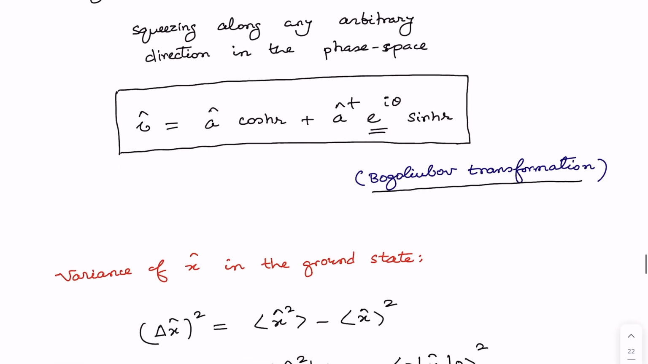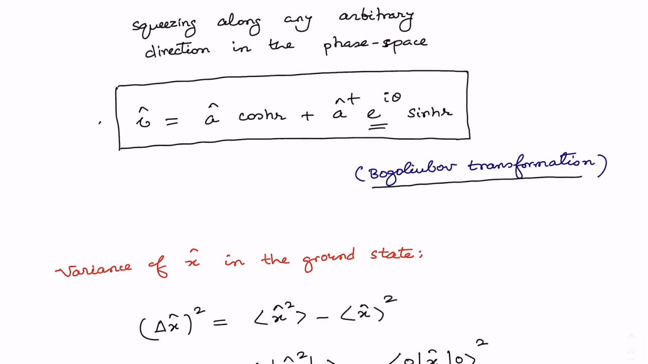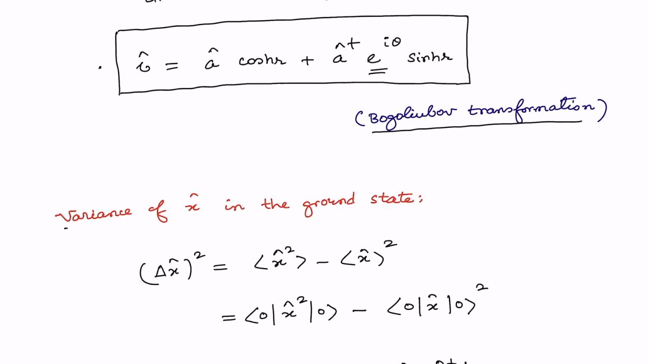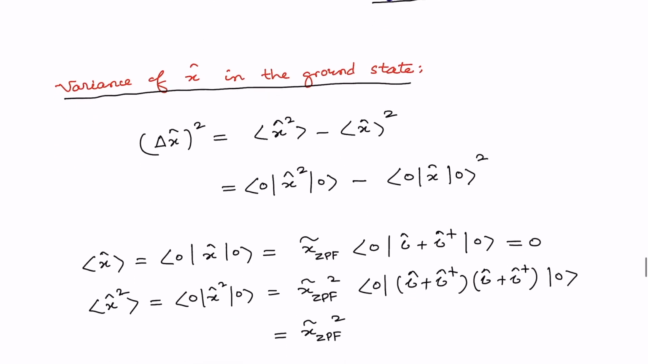Now, having this annihilation operator with us, let us find out the variance of x in the ground state, and we can calculate it very easily. For this new harmonic oscillator, the position operator expectation value in the ground state can be easily worked out, because b is an annihilation operator. Quite clearly, when it operates on the ground state, it is going to give you 0.